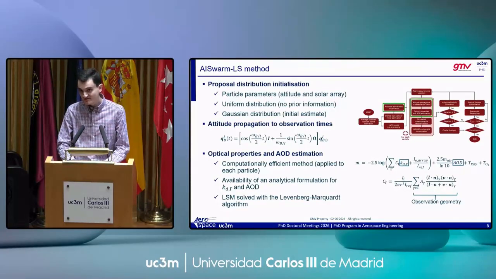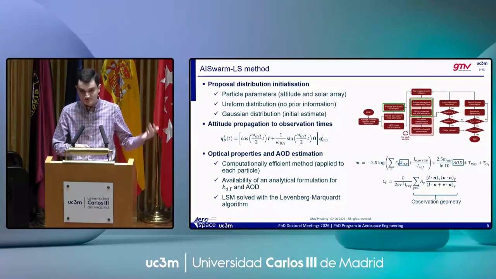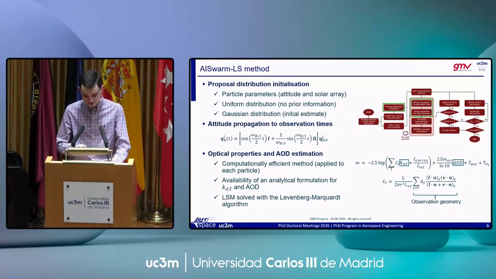We need an efficient method because this has to be done for each candidate particle or candidate attitude state. And since we have an analytical formulation relating the diffuse reflection coefficient of each material and the aerosol optical depth with the apparent magnitude, we can estimate these parameters applying a least squares method to each particle.